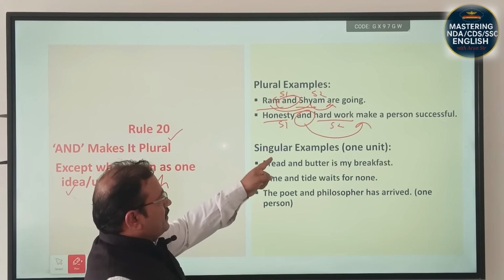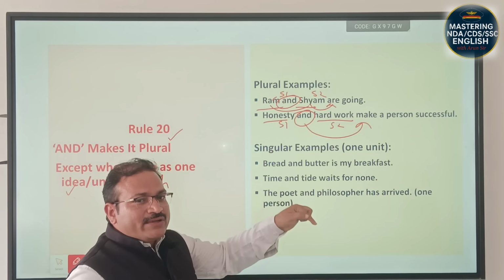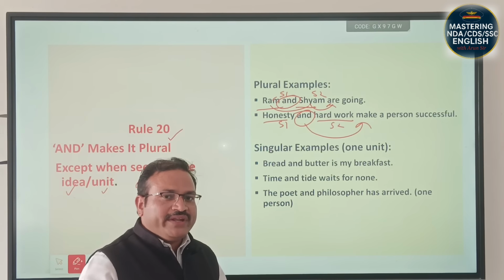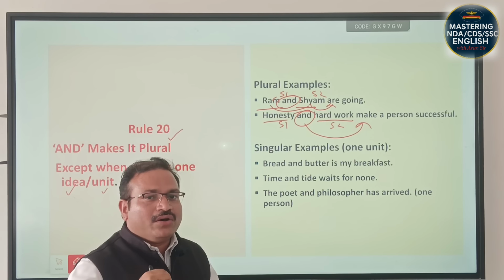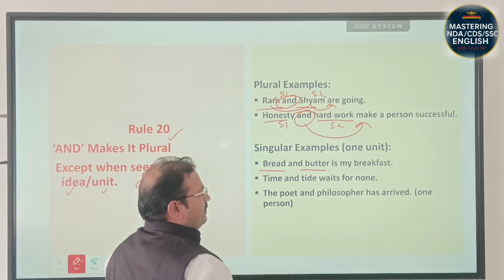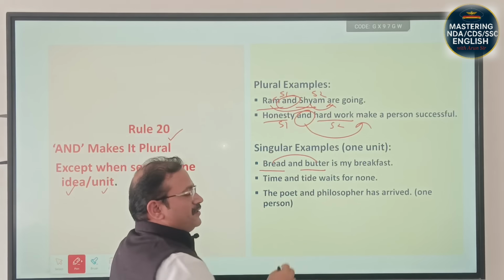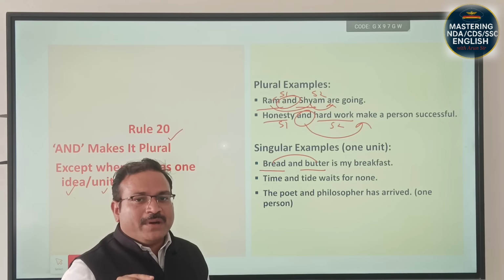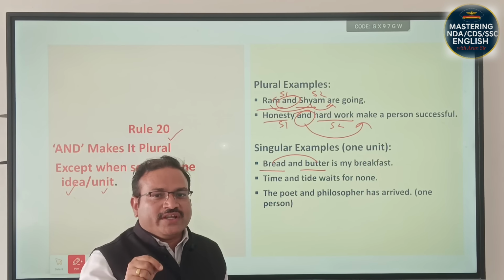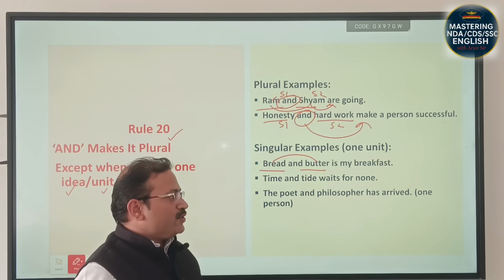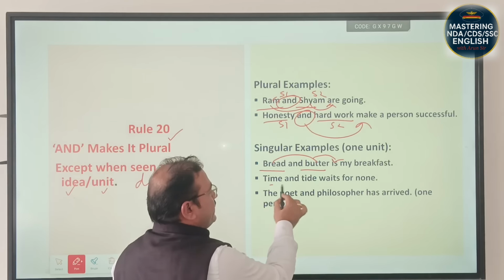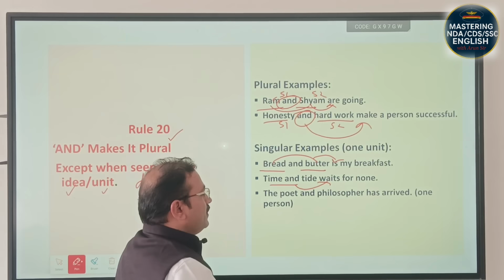But they are treated singular when both the subjects are nouns and treated as unit or idea or dish. Let us understand this. Bread and butter. Bread and butter, two different nouns, but referring to a single dish. Bread and butter. So that is why it is singular. Time and tide weights, singular.